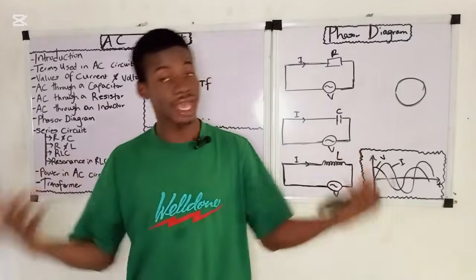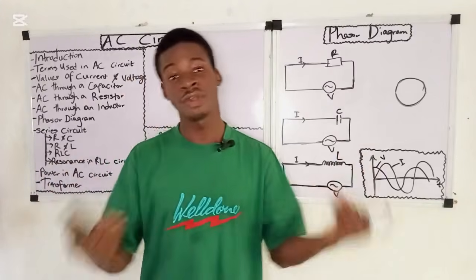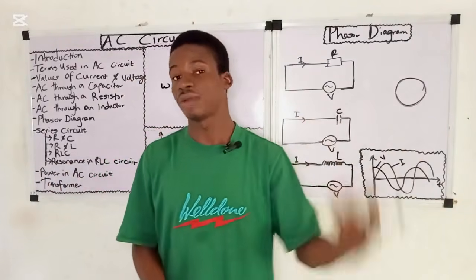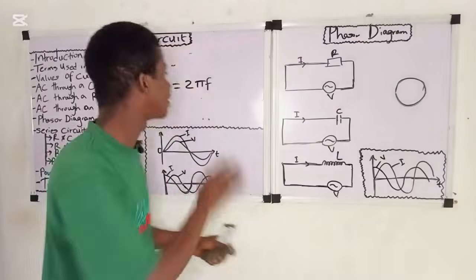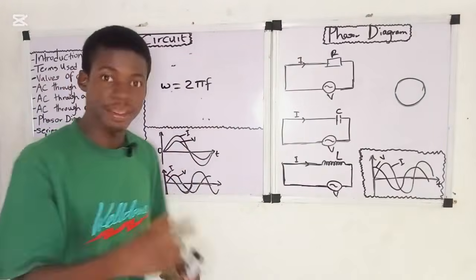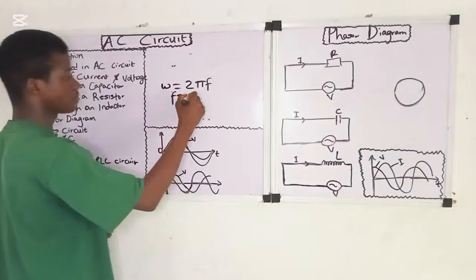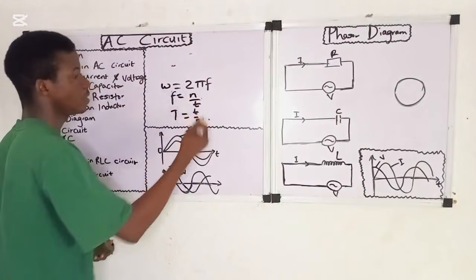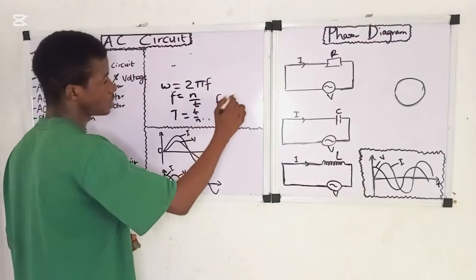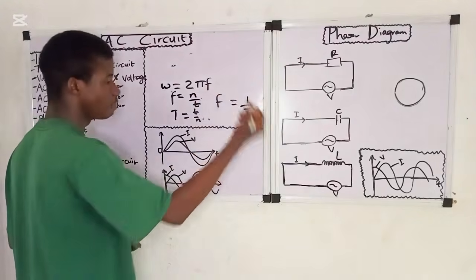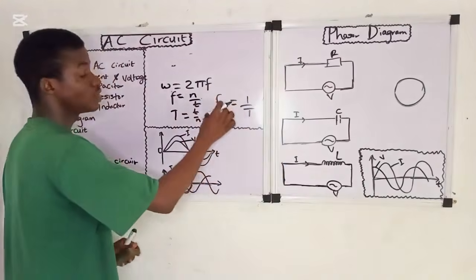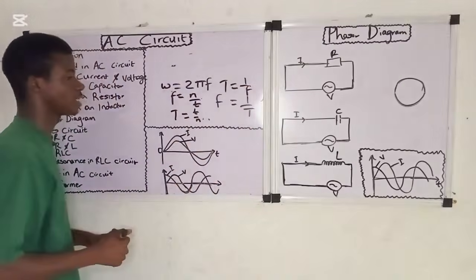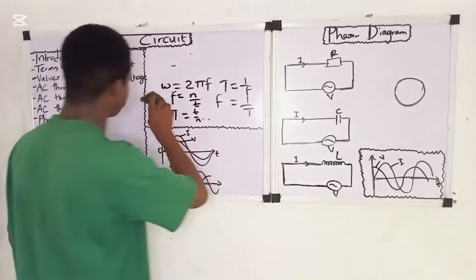The first one, we make use of cycle, right? Second, frequency, period, and angular frequency or angular velocity. Just take note of the formulas. Angular velocity is equal to 2 pi f, right? Frequency is equal to number of cycles over time. Then period is equal to time over n, number of cycles. Then just take note that frequency is the reciprocal of period, and vice versa. Period is the reciprocal of frequency, right? So these are the formulas you need to take note of. Just know them.